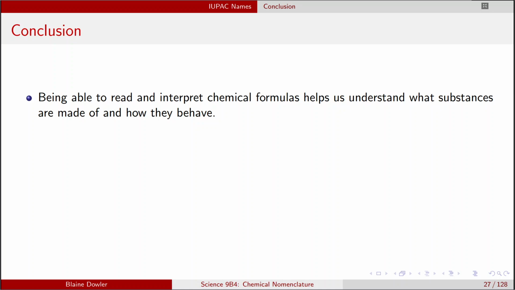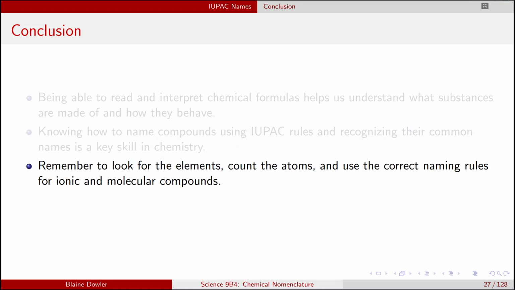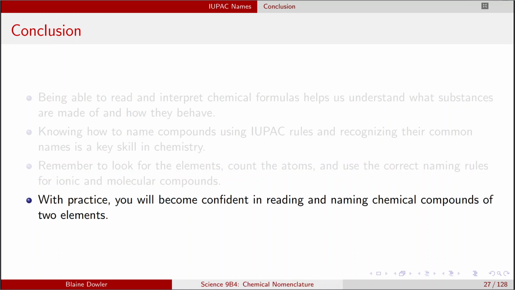In conclusion, being able to read and interpret chemical formulas helps us understand what substances are made of and how they behave. Knowing how to name compounds using IUPAC rules and recognizing their common names is a key skill in chemistry. Remember to look for the elements, count the atoms, and use the correct naming rules for ionic and molecular compounds. With practice, you will become confident in reading and naming chemical compounds of two elements.